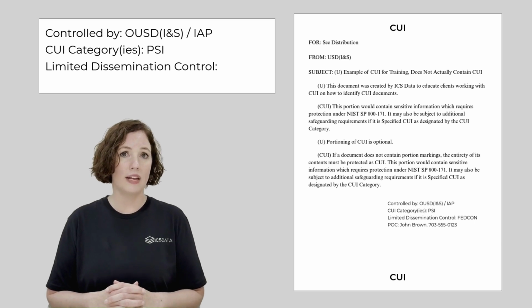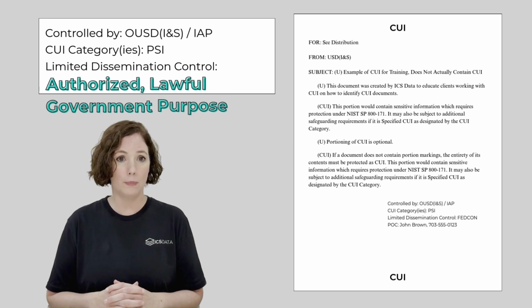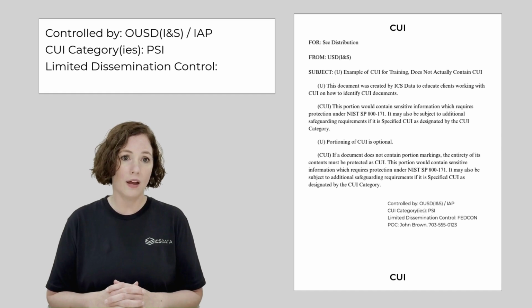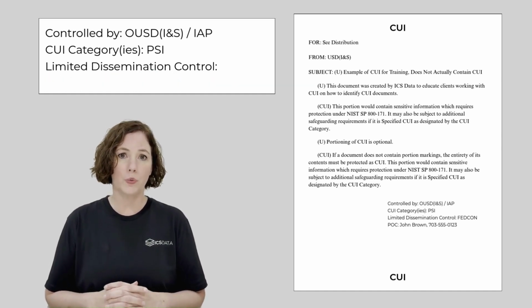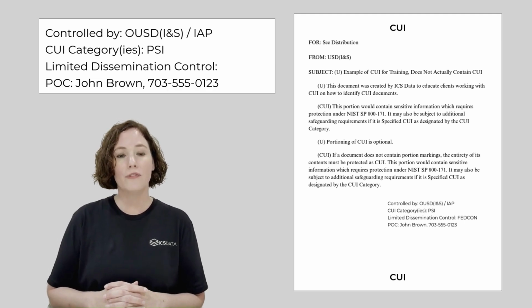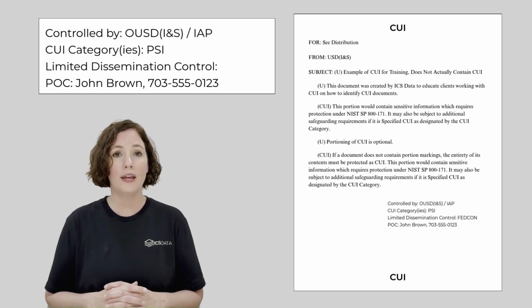The absence of an LDC on a document means that anyone with an authorized, lawful government purpose is permitted to access the information, but does not imply or authorize public release. If you're unsure whether a portion of the document is subject to LDCs, you must contact the originator. This is the fourth item in the block labeled POC, or Point of Contact, which lists the creator's name and phone number.